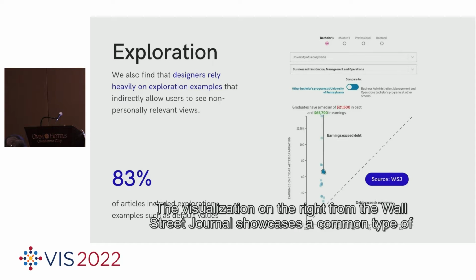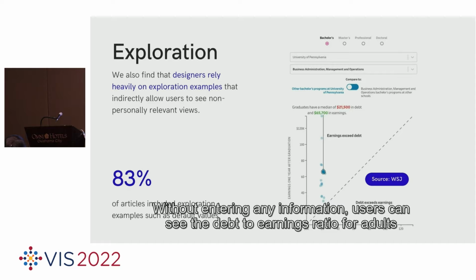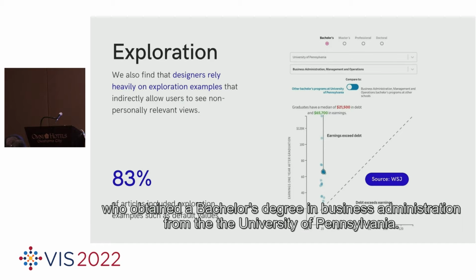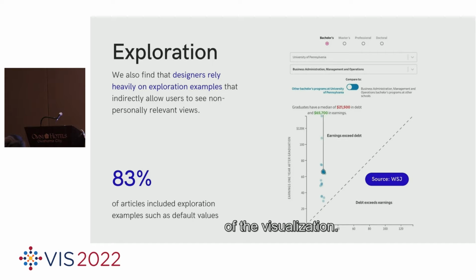The visualization on the right from the Wall Street Journal showcases a common type of exploration example, default values. Without entering any information, users can see the debt to earnings ratio for adults who obtained a bachelor's degree in business administration from the University of Pennsylvania. However, it's unclear if such indirect examples actually help people to explore more configurations of the visualization.